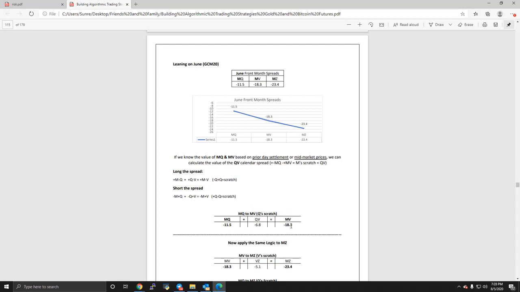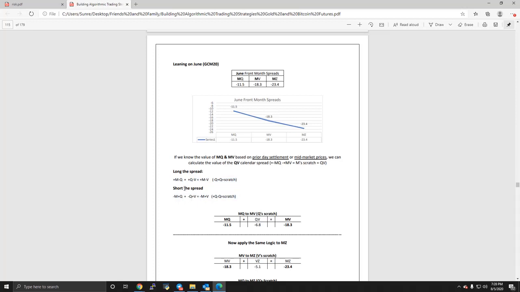So what you can see, what we've done here is we've taken the price of the MQ calendar spread, and we've taken the price of the MV calendar spread, which we know from live market data and also from prior day settlement prices, and we were able to price the QV calendar spread because MQ plus QV must equal MV. This is A plus B equals C. So if we know two variables in this equation, we can come up with the third. And we talk about the math much more extensively in the text.